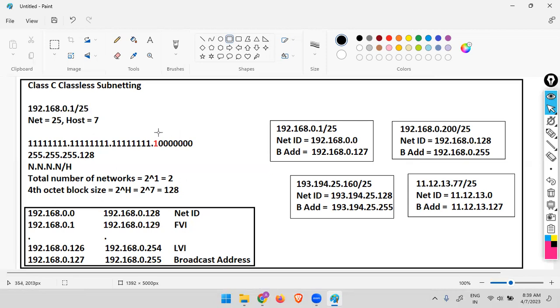See, the octet in which you will get network and host both, that octet we will call the interesting octet, because that is the main octet where we are going to focus. And with that octet only, we'll make all our calculations. Okay.